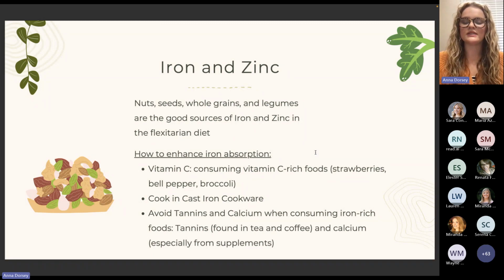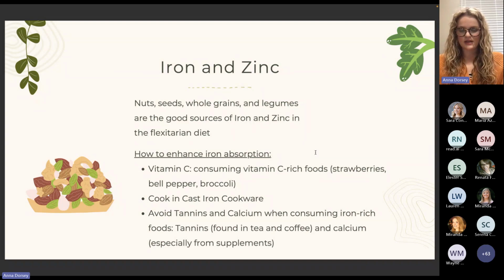And then we do want to mention some ways to enhance your iron absorption. So when you consume vitamin C rich foods, things like strawberries and bell peppers and broccoli, that is going to help increase your iron absorption. If you cook in a cast iron skillet or any type of cast iron cookware, that's going to help increase the absorption of iron in your food.